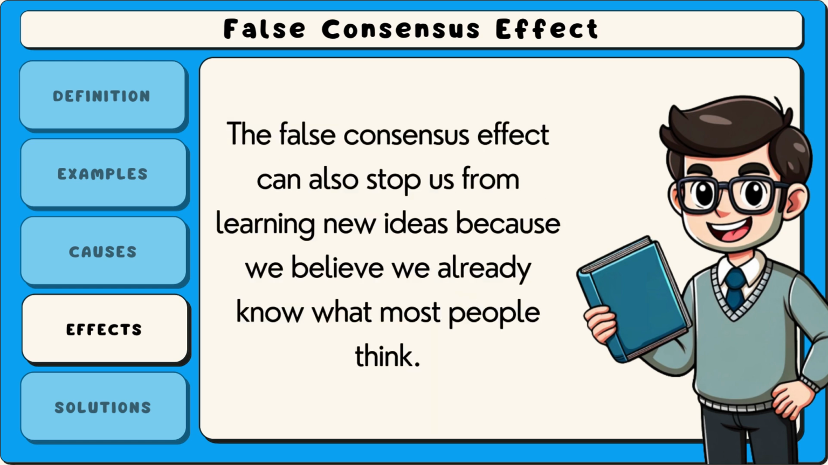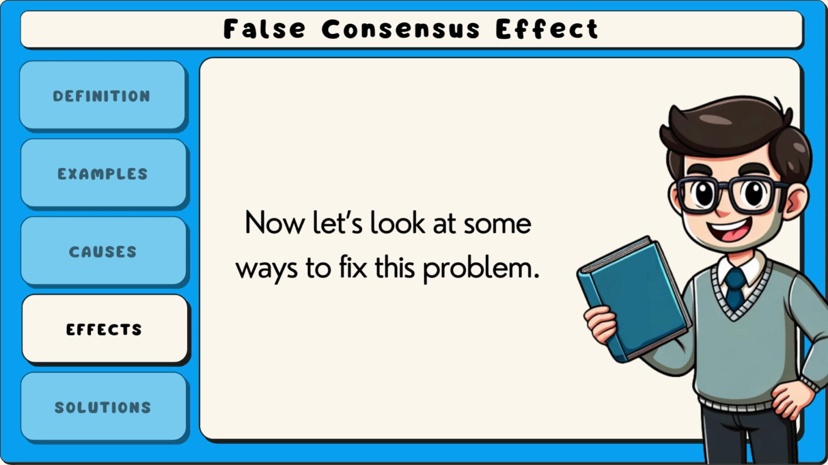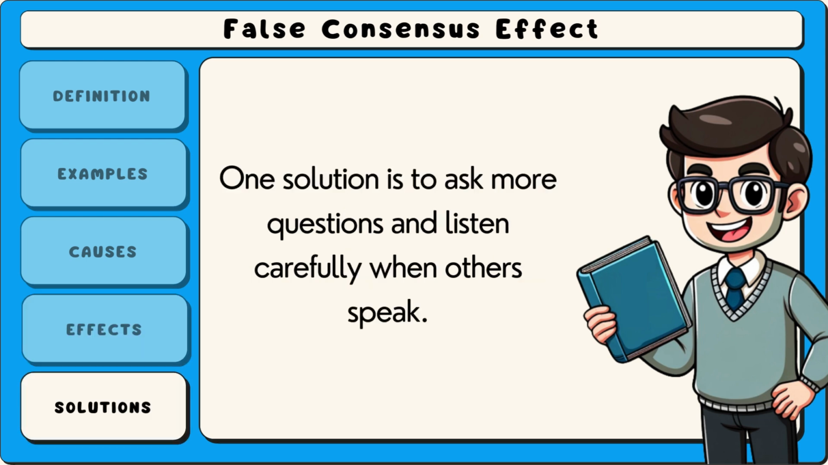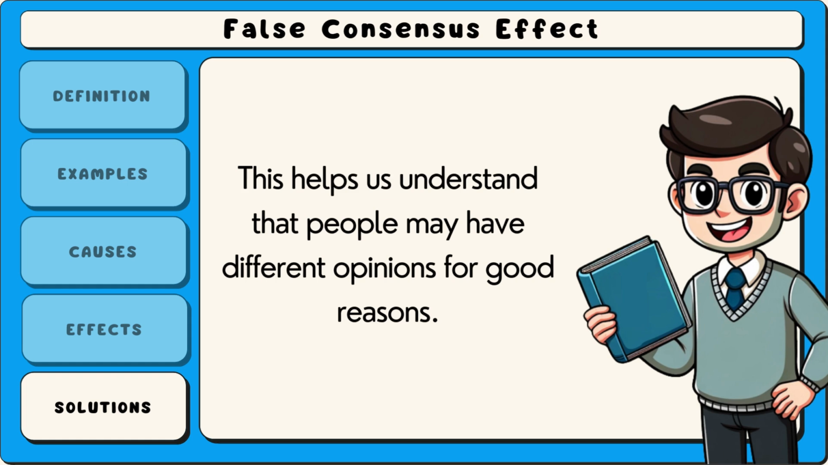The false consensus effect can also stop us from learning new ideas because we believe we already know what most people think. Now let's look at some ways to fix this problem. One solution is to ask more questions and listen carefully when others speak. This helps us understand that people may have different opinions for good reasons.